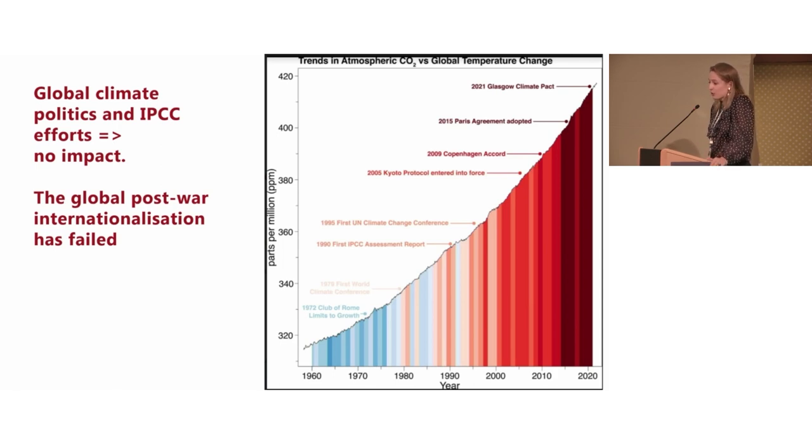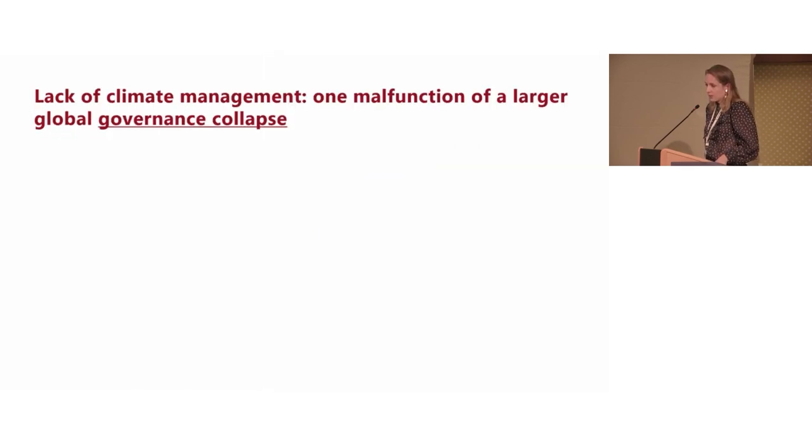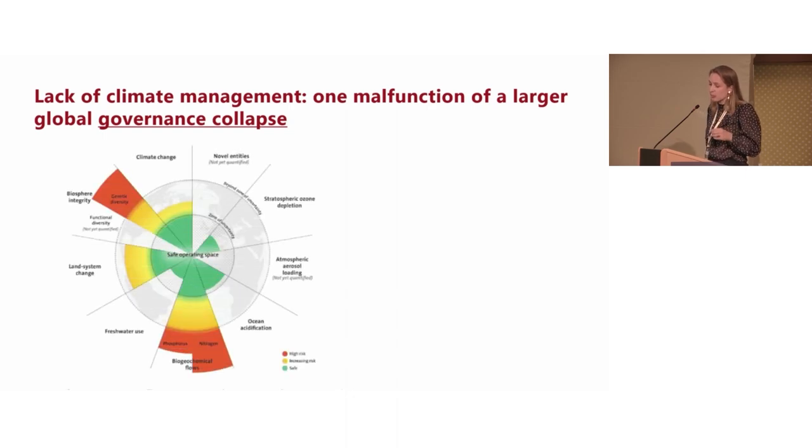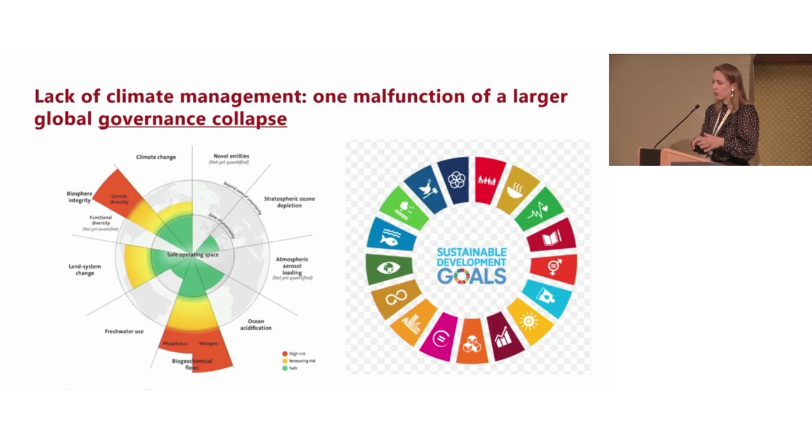And I just want to conclude actually that the whole post-war way of trying to make the IPCC a key institution of global governance systems has failed. And we need to understand on a much deeper level that our lack of climate management is not just one malfunction, it's a completely global governance collapse. There are so many issues we are incapable of dealing with, solving or addressing. Biodiversity is one of them, and on a larger scale all these sustainable development goals. It's water scarcity, it's inequality, etc., etc.